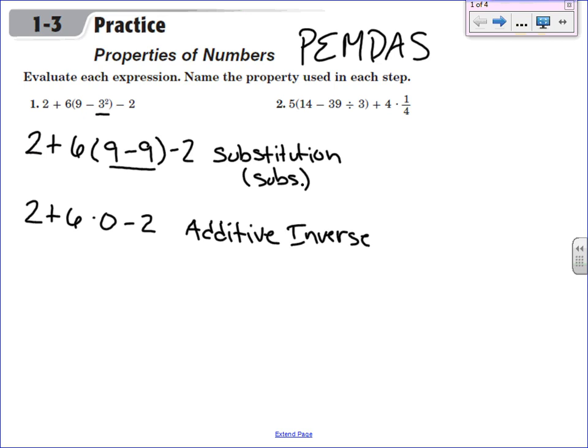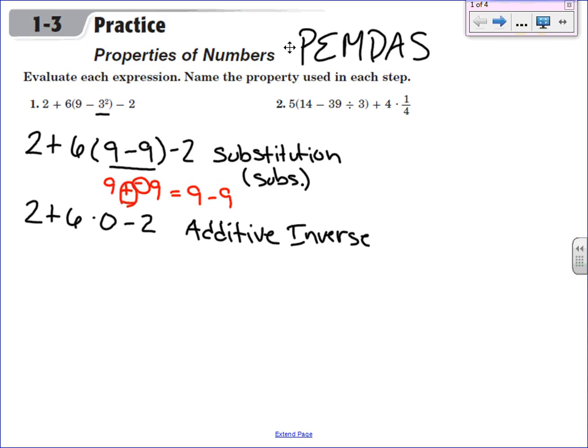What that property says is, if you have a number and you add its opposite, and the opposite of 9 is negative 9, then it's 0. Well, that's just the same thing as subtracting a number when you add a negative like that. It's the same thing as subtracting. So when you see a number minus a number, it's going to be the additive inverse.